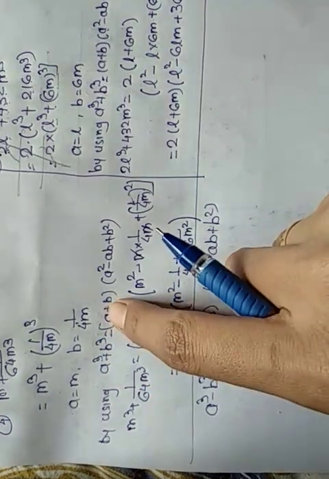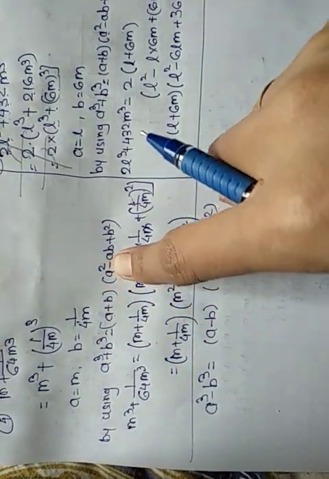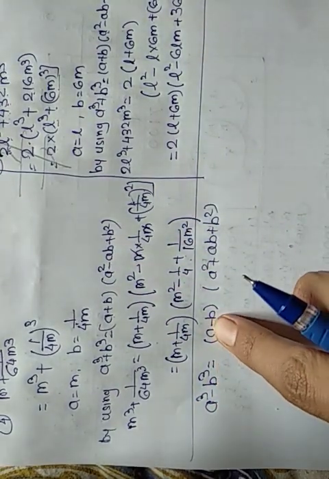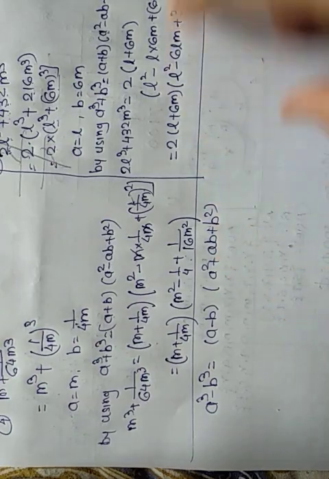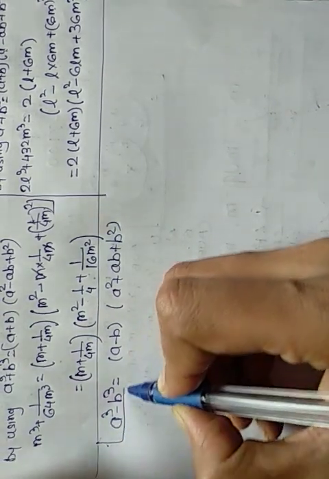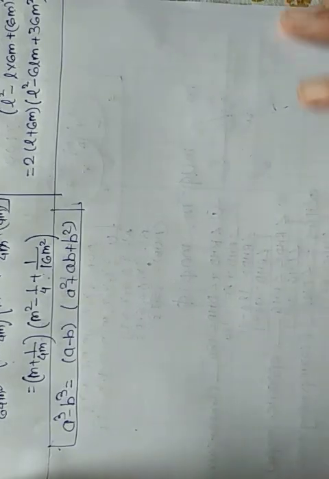If there is plus, then take the plus sign in the first bracket and the minus sign in the second bracket. And if there is minus, as in a cube minus b cube, take the minus sign in the first bracket and all plus signs in the second bracket. So the formula is a cube minus b cube is equal to (a minus b) into bracket (a square plus ab plus b square).